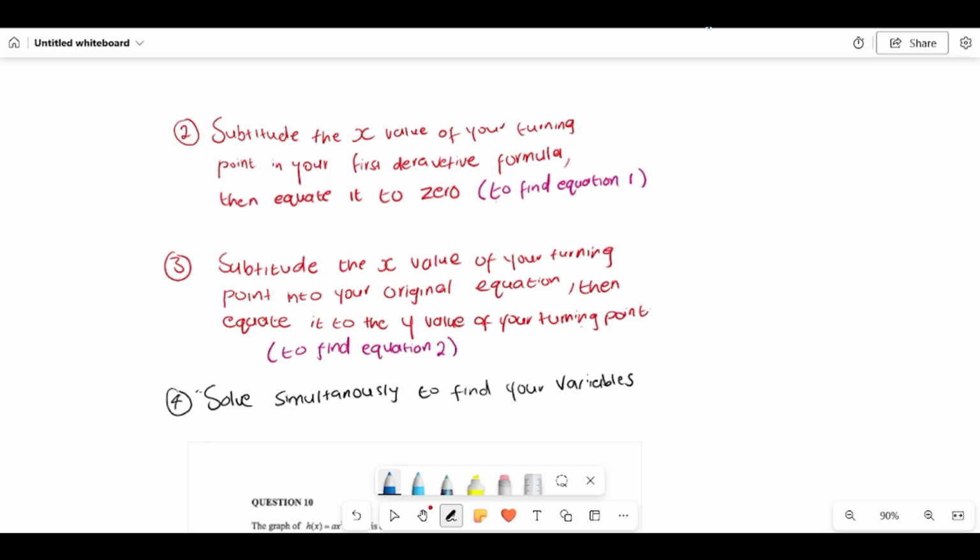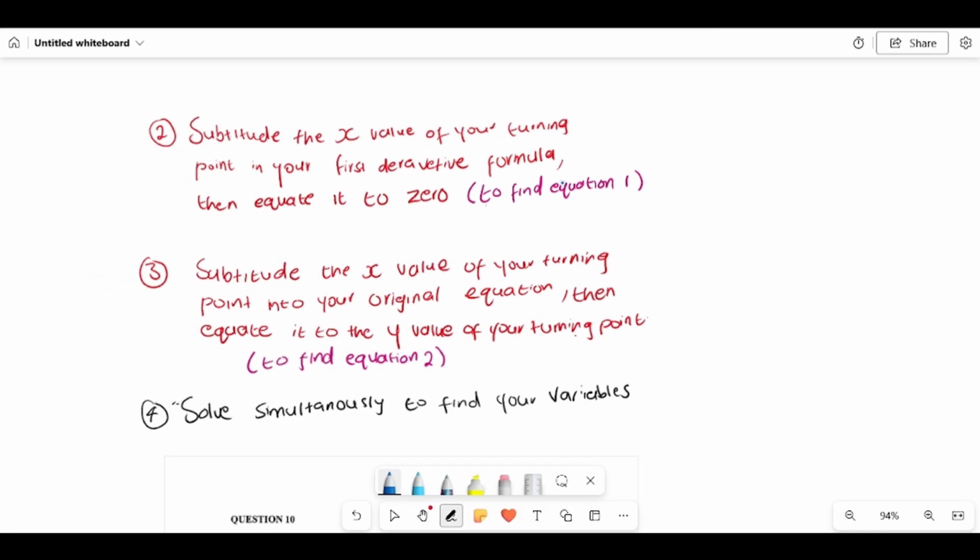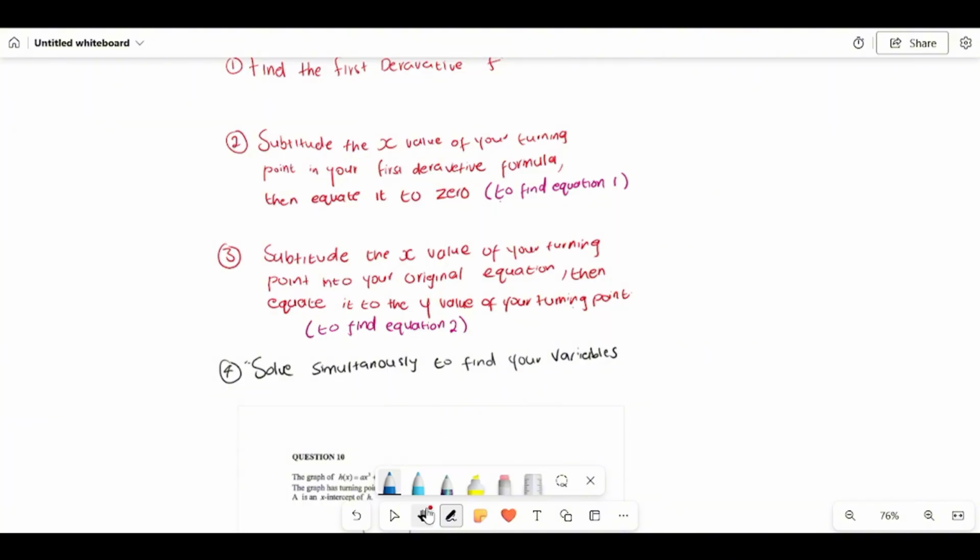So in this video, we're going to be looking into calculus. And to be specific, what we're going to be focusing on is finding the equation of your cubic function whenever you're given turning points. How do you find the equation of your cubic function if you're given your turning point? Now, these are the 4 steps that we're going to be looking into, right? And we're going to use these steps to find the equation of the cubic function.